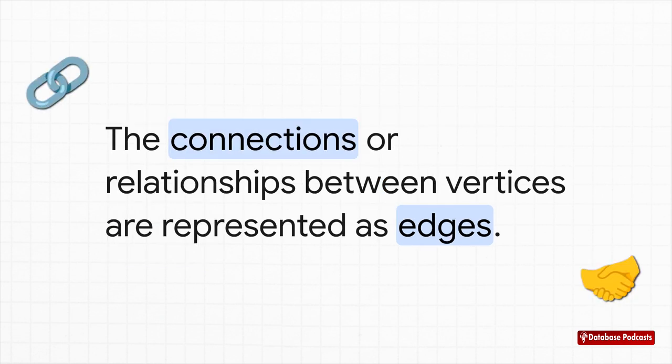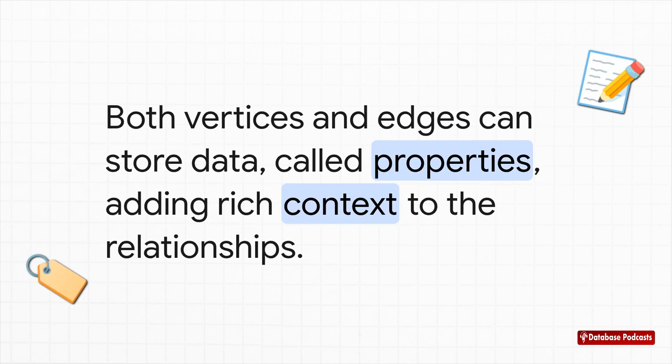Now, here's the magic. Instead of needing a whole separate table and a join just to say two people are friends, we just draw a line between them, a connection. That's called an edge. Suddenly, the relationship isn't an afterthought you have to calculate. It's a first-class citizen in your data model. And it gets even cooler. We can store information or properties directly on both the nodes and the edges.